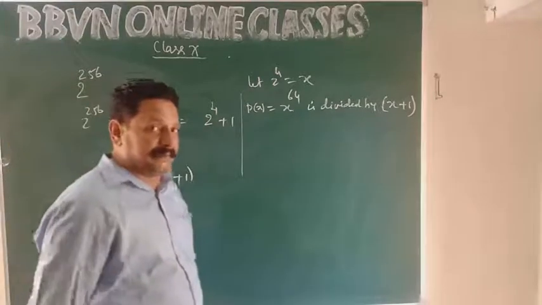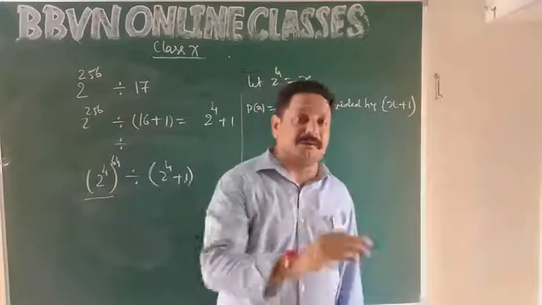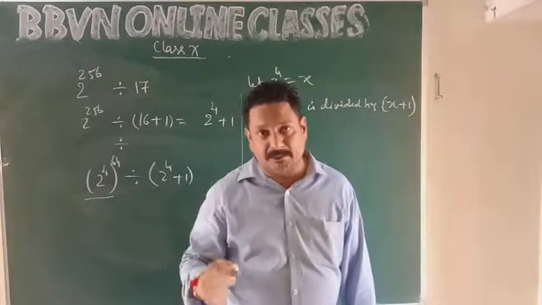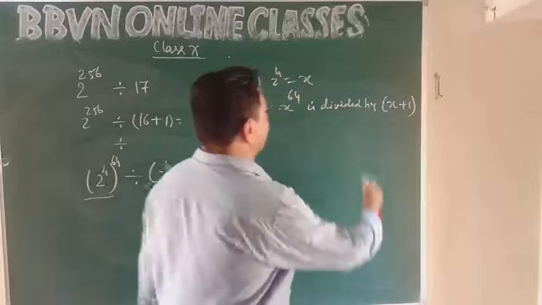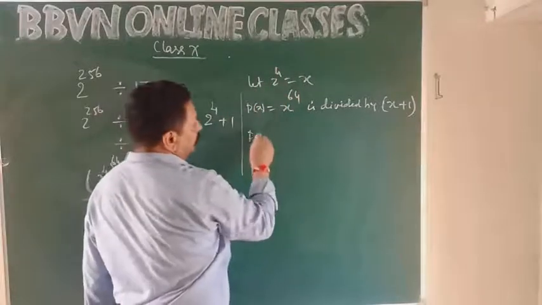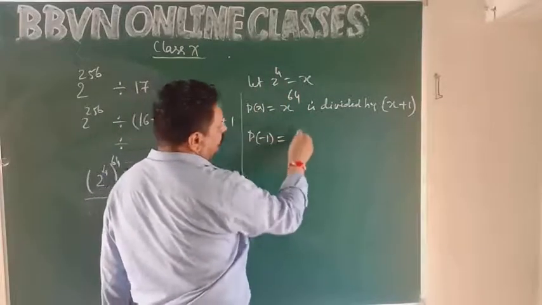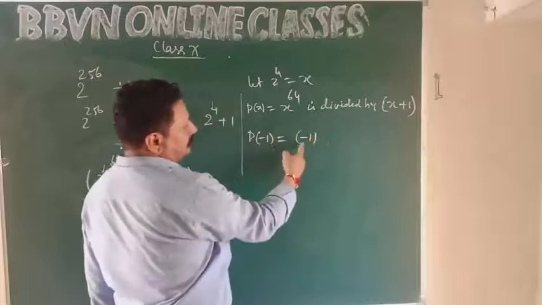So remainder theorem क्या बोलता है? When you divide a polynomial p of x by a linear polynomial x plus a, remainder is p of minus a. Substitute x equal to minus 1 here. P of minus 1. That is, in place of x you are substituting minus 1.